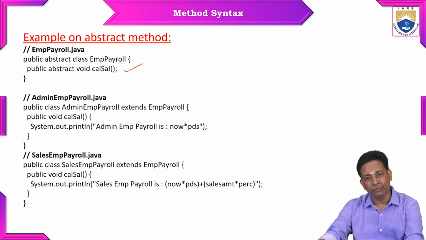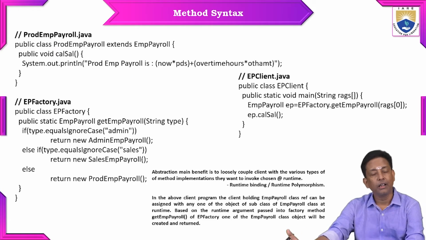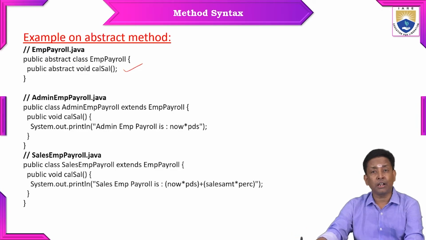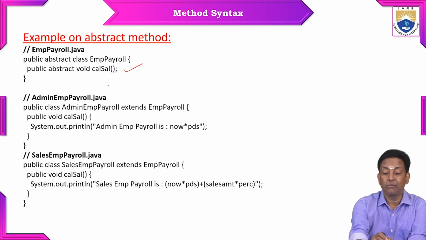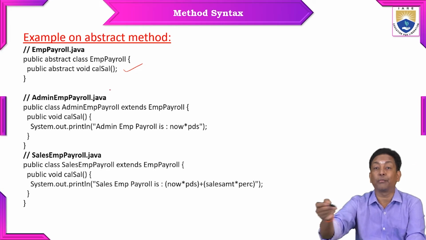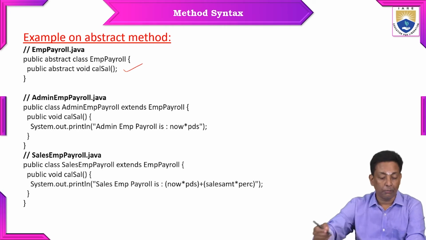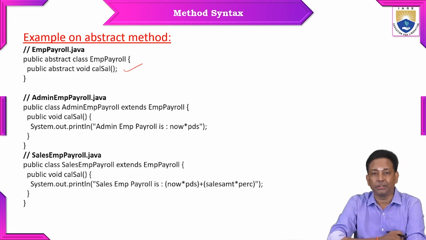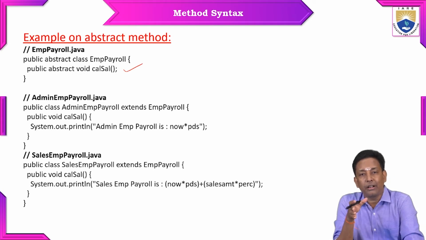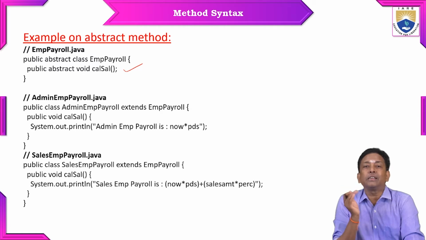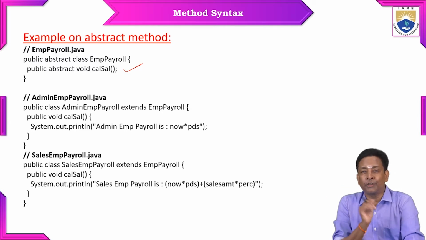So how are you going to write different implementations for different types of employees: admin, sales, production, HR, etc.? Instead of writing a single class with a single method and placing multiple conditions, like if the employee is admin, do this logic; if the employee is a sales employee, do so and so; if it is HR or production, do something else, the object-oriented programming recommendation is not to write multiple conditions in a single function for various implementations of a method.